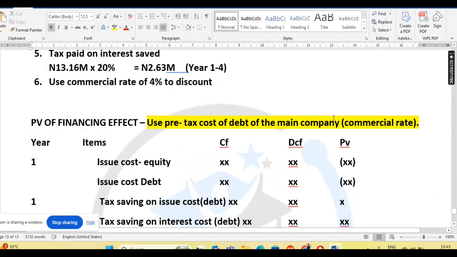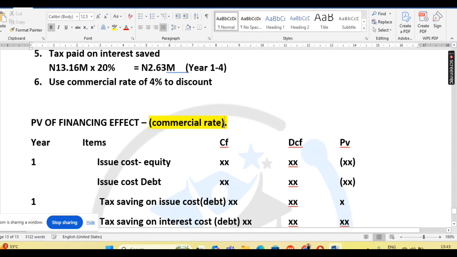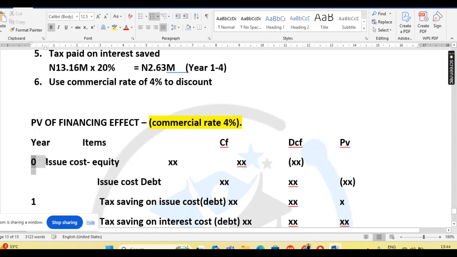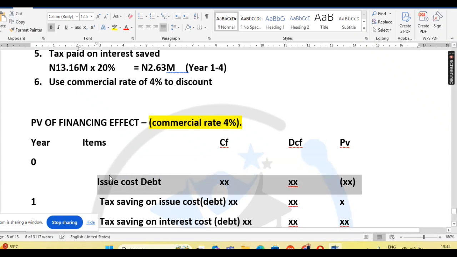So the commercial rate is 4%. There is no issue cost on debt. This will be year zero. No year zero, right? So issue cost, sorry, no equity. So bring in debts.